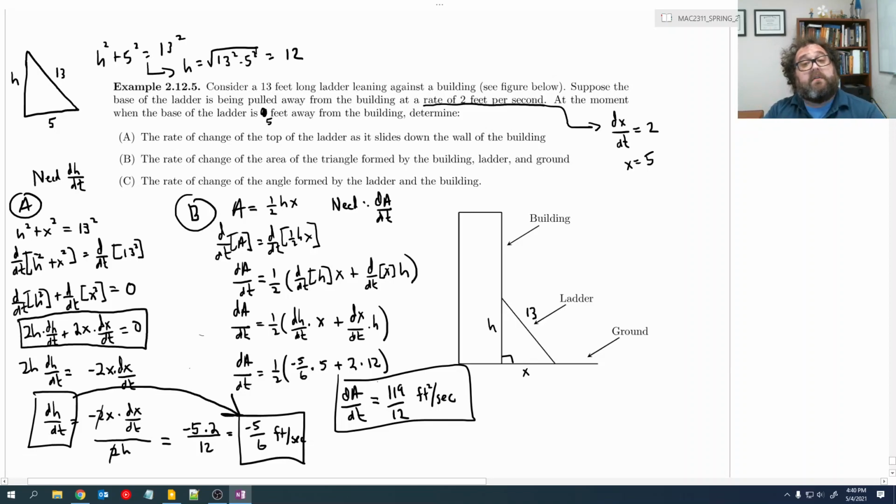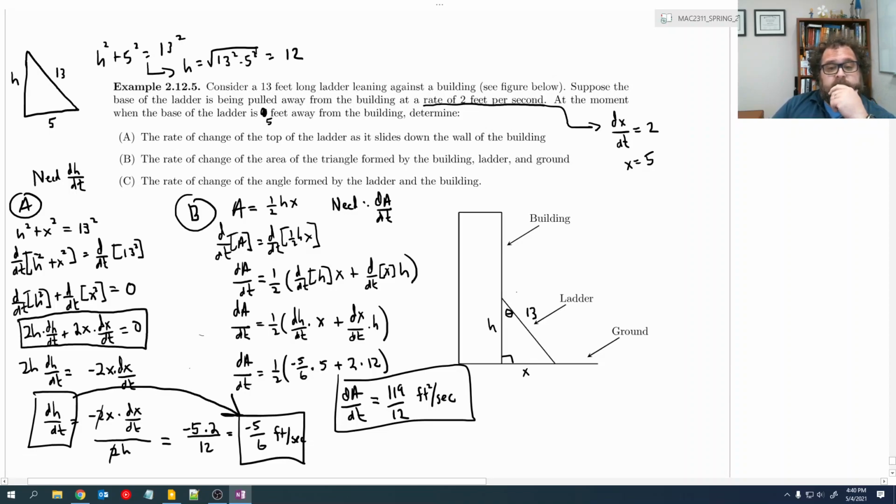In part B, we found the rate of change of the area of the triangle formed by the ground, the building, and the ladder. And what's part C? Part C is find the rate of change of the angle formed by the ladder and the building. Okay, the ladder and the building, let's put a theta there. That's the angle formed by the ladder and the building.